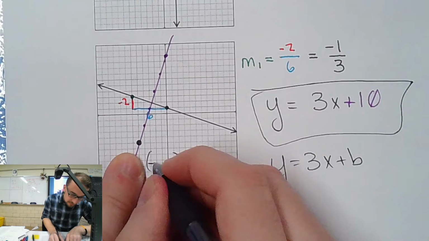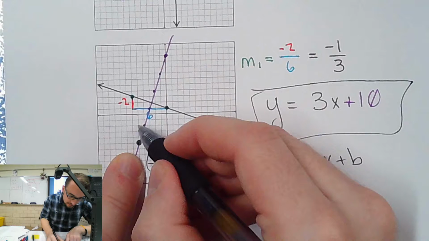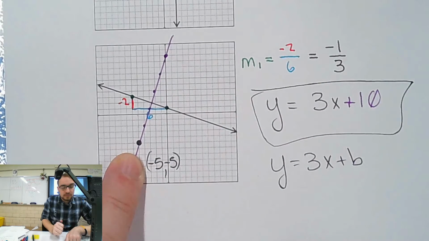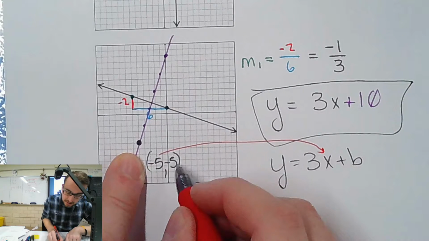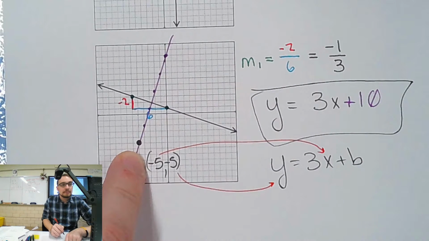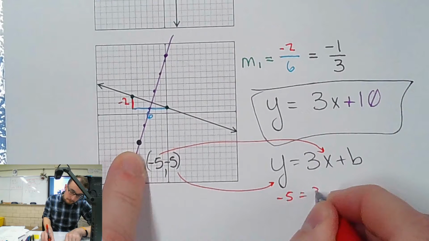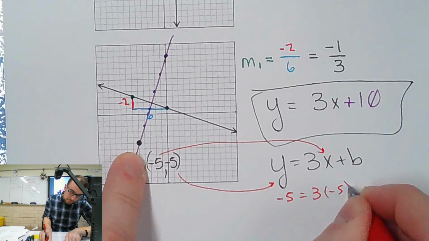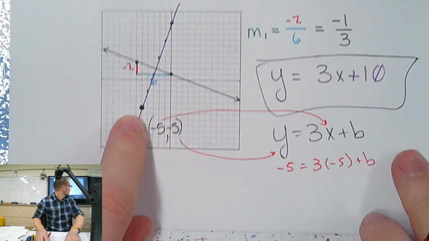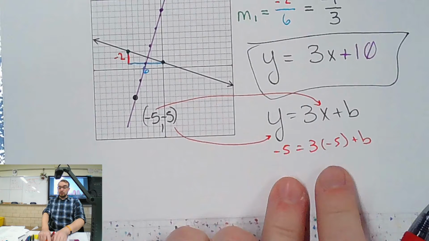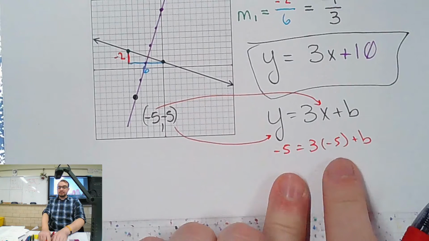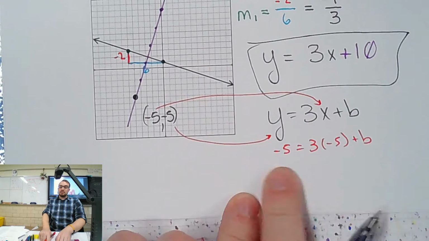Looks like -5, comma, -5. So I could have plugged in -5 for x and -5 for y and solved for b, like we did on the last page. I'm not going to do any more, but you see what I'm saying? I could do it that way as well. I get -15, add 15, I get 10, b is 10.